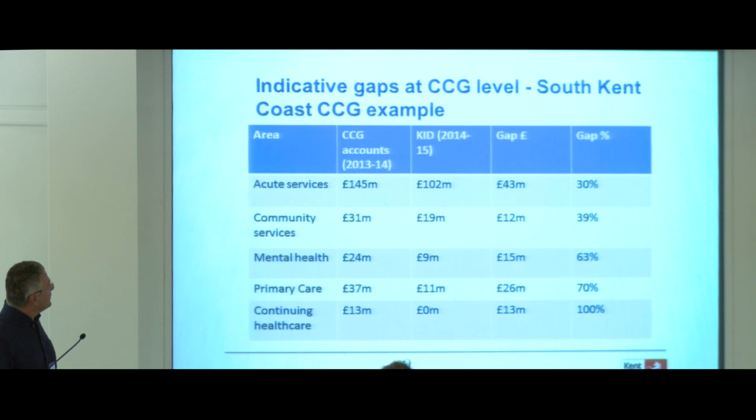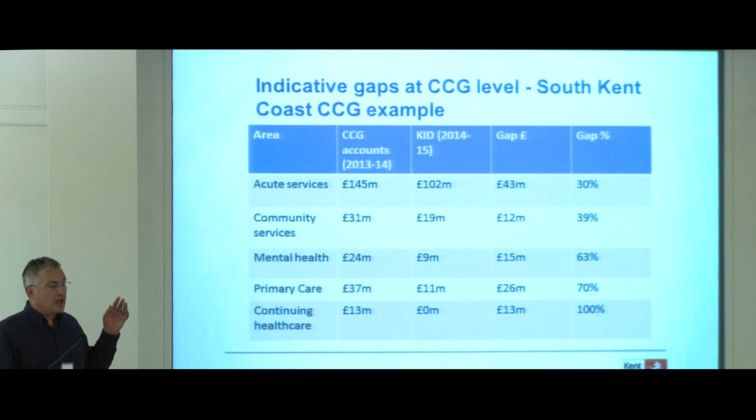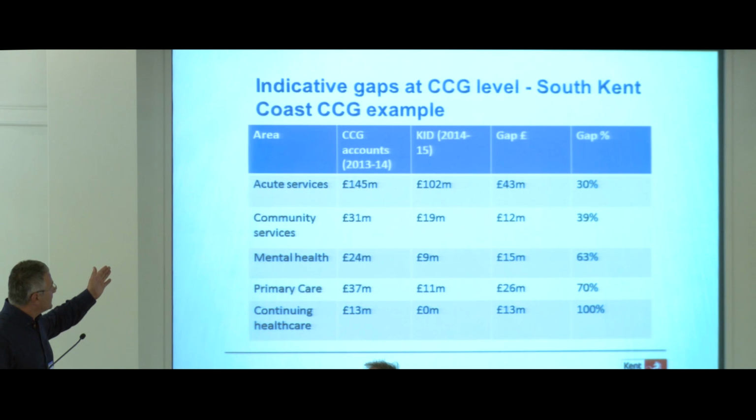So, indicative gaps. This is just an example from one of the 7 CCGs that we have straddling the Kent economy. Just to give you a feel for the type of cost containment that we can draw within the KID, the type of amounts of money that we're able to pursue from an analytic perspective. So in terms of acute service, we reckon we're capturing around 30% of the costs. Community services around 39% in terms of the gap. Mental health 63%, and primary care 70%.